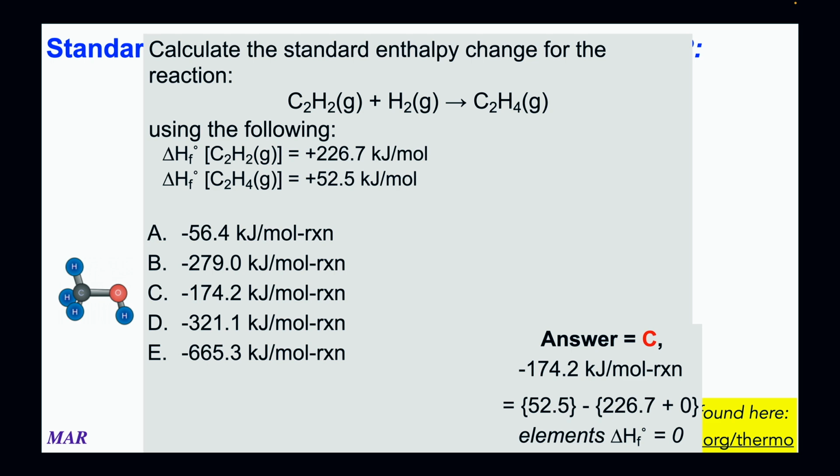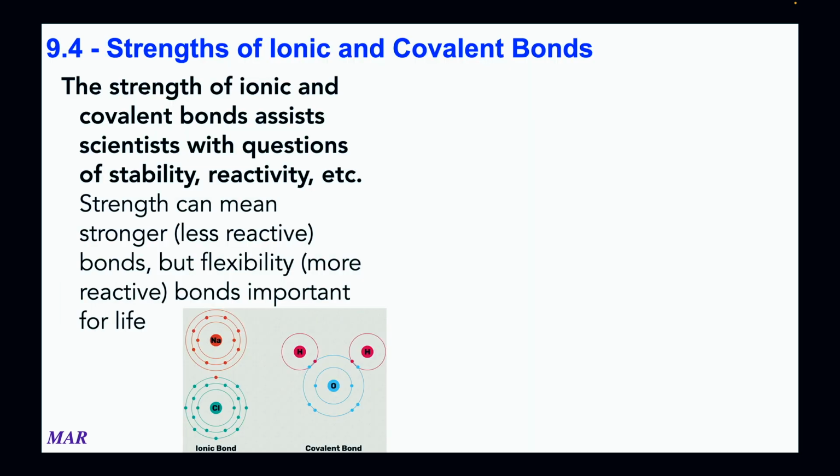When it comes to the strengths of ionic and covalent bonds, this is something that scientists always wonder too. And there's a lot of energy transfer in these different things. Now, strength can mean stronger, which can be good, but when stronger it also usually means less reactive. So sometimes a weaker bond is preferred because it's more flexible, all right?